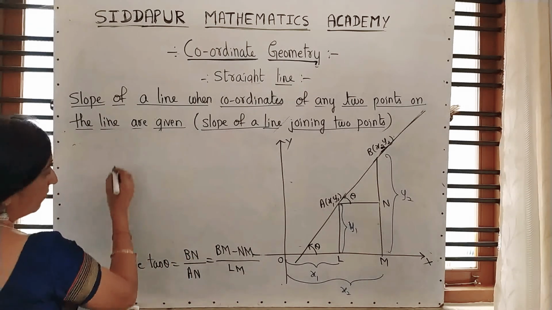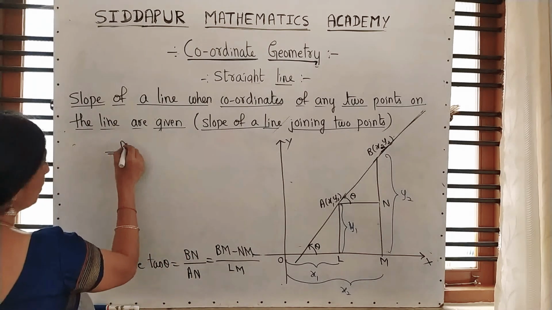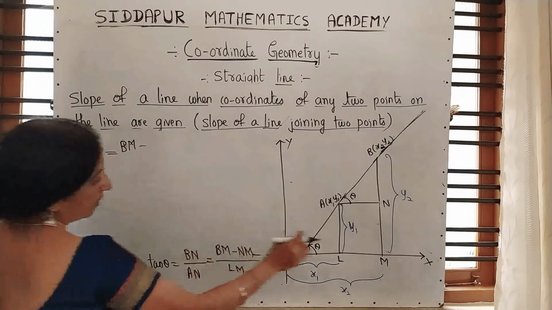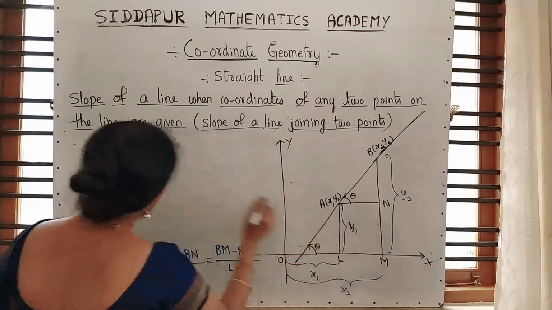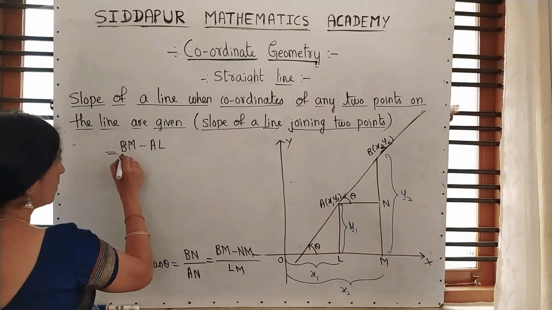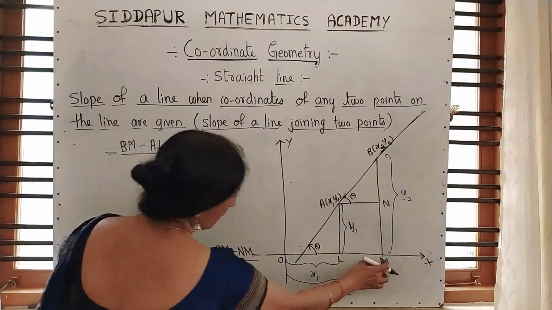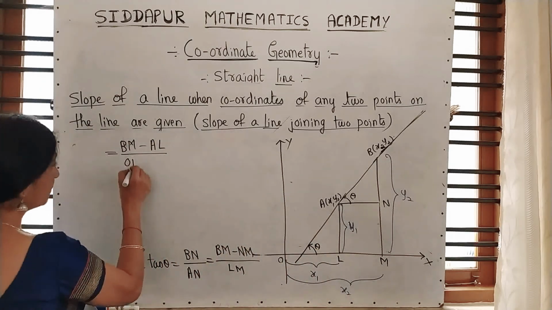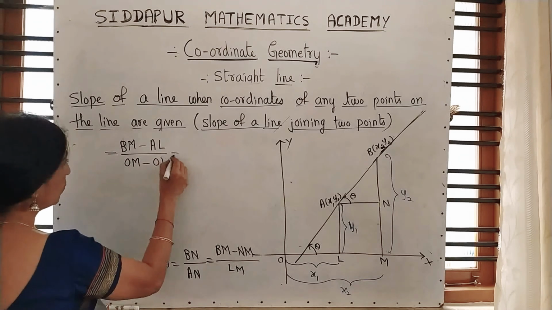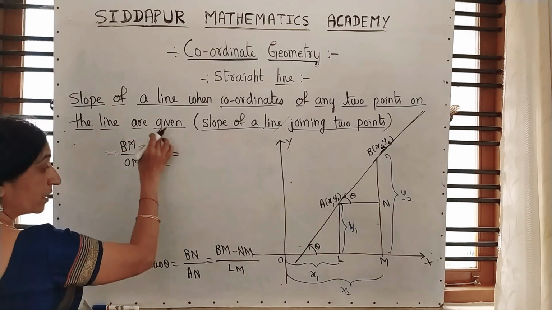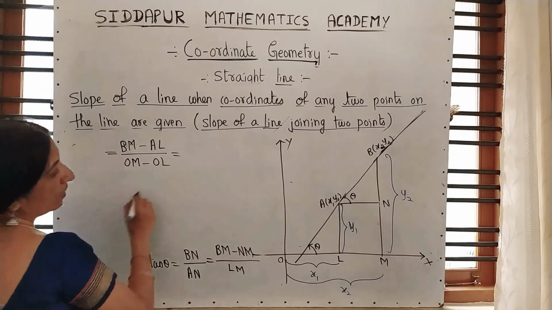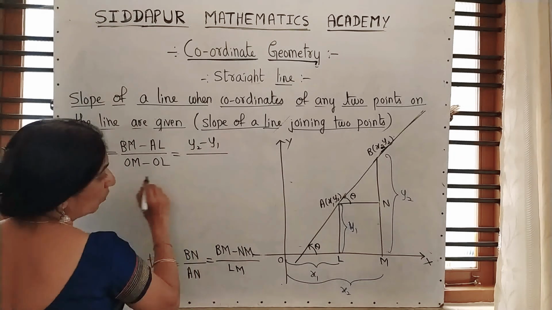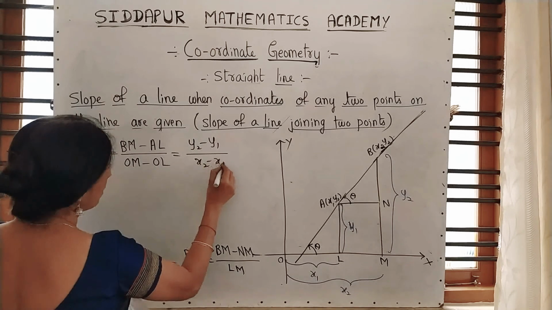BM minus NM. See, BM, there is no replacement, but what about NM? NM we can write AL. Minus. Is it possible to split LM? Yes. OM minus OL. OM minus OL. And you are familiar with all these four values. Write down that value. BM is y2, AL is y1, OM is x2 and this is x1.